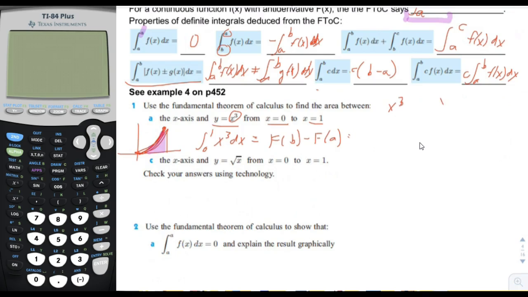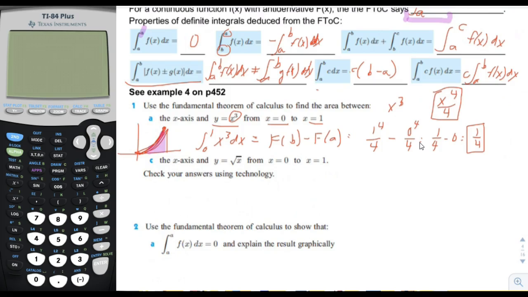is going to be x to the 4th over 4, from what we noticed on the last page. So it'll be x to the 4th over 4, and we're going to substitute in b, which is 1, right? So first we put in 1, and then we subtract out 0 to the 4th over 4. So that would be 1/4 minus 0, which is equal to 1/4.